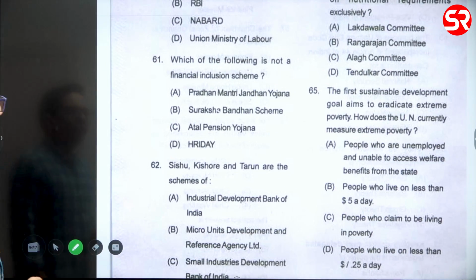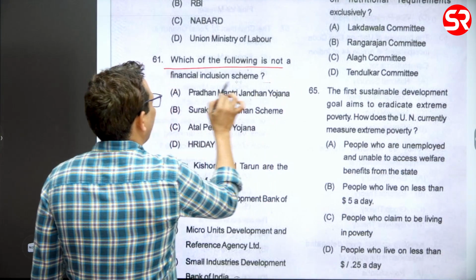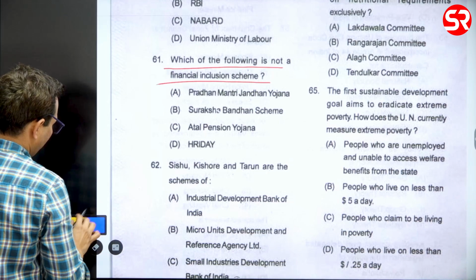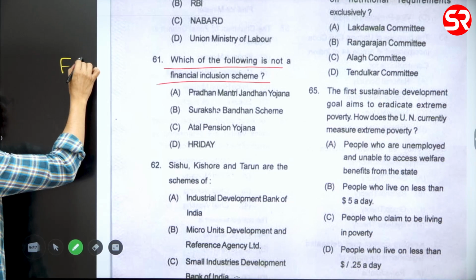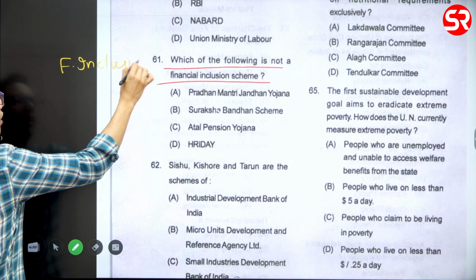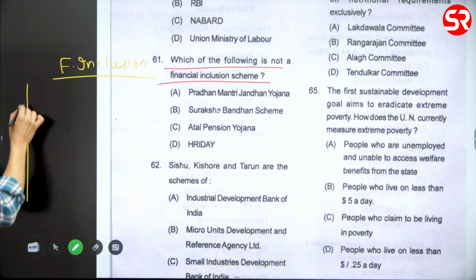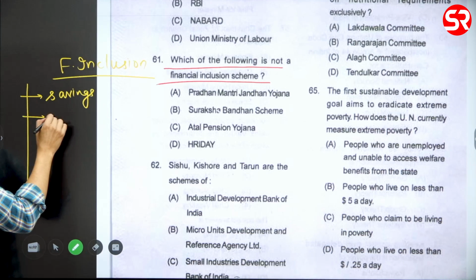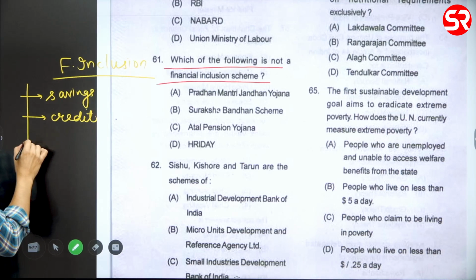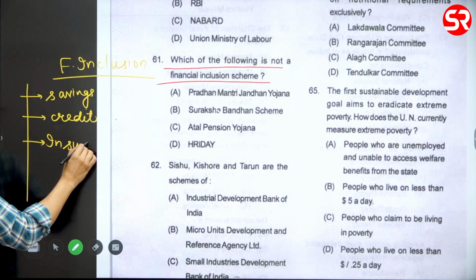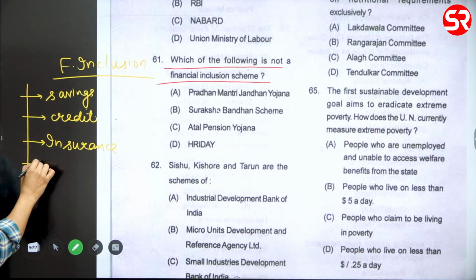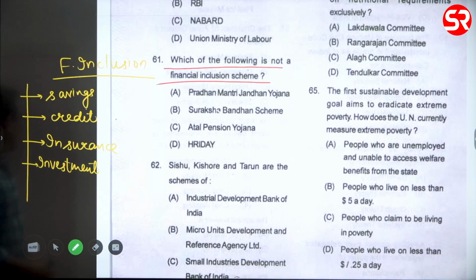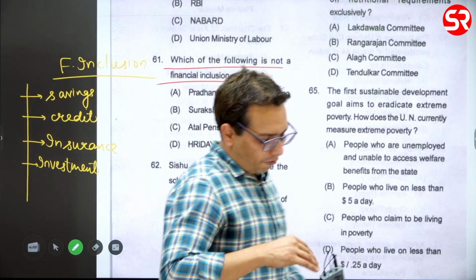Question number 61. Which of the following is not a financial inclusion scheme? Look, financial inclusion is based on 4 pillars. First is savings, second is credit, third is insurance, and fourth is investment. All right, these are the 4 pillars of financial inclusion.